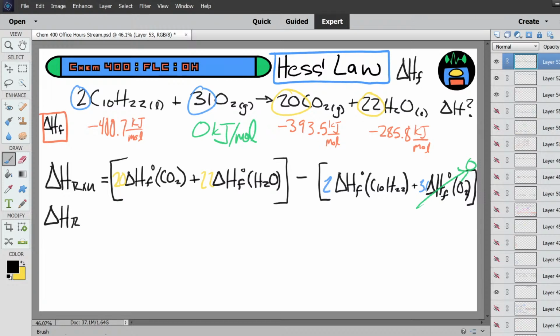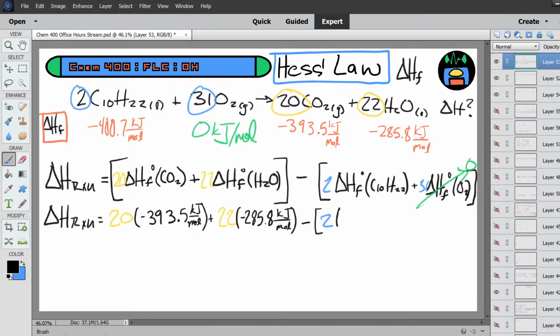So our delta H of reaction is equal to 20 times delta H of formation for CO2, negative 393.5 kilojoules per mole, plus 22 times the delta H of formation for water, negative 285.8 kilojoules per mole, minus 2 times the delta H formation for C10H22, 400.7 kilojoules per mole. Plus 0 because oxygen is an element.